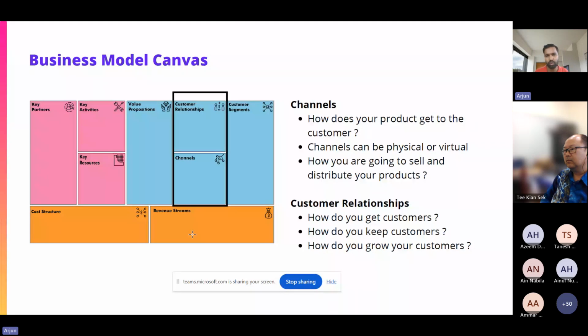And sometimes customers receive newsletters with some exclusive offers only for you. Maybe if you have given your birth date, then during your birthday, companies give you some exclusive offer. So these are how you are going to establish your relationship with your customers.